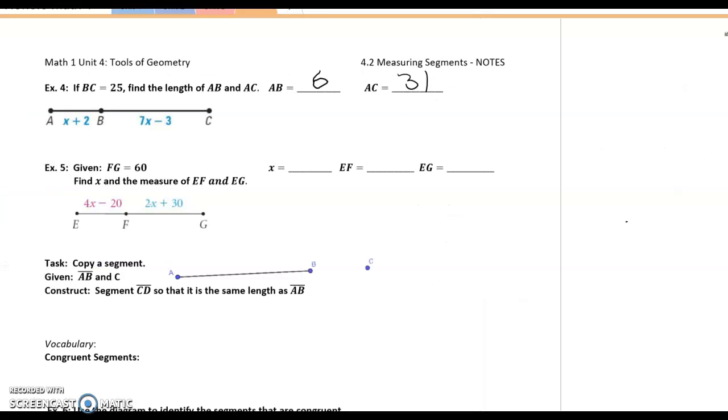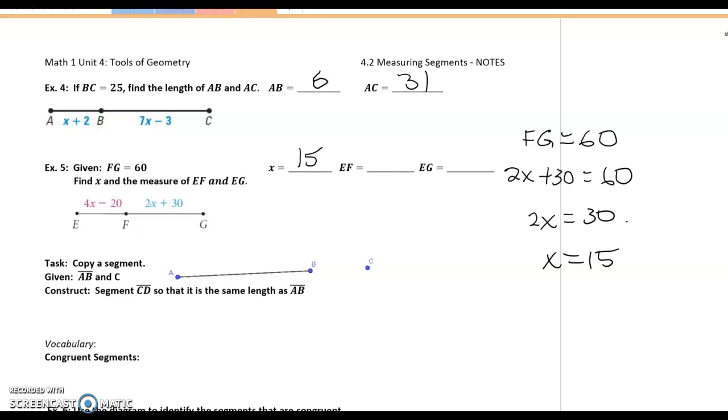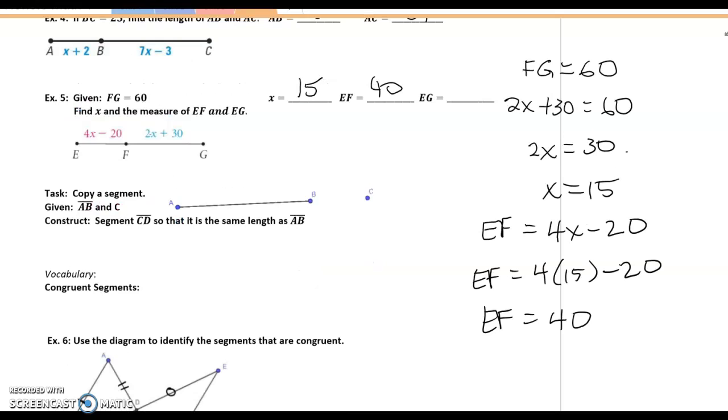Let me give you some time to see if you can do example number 5 on your own. To start, you're given that FG is equal to 60, and we have an expression for FG: 2x plus 30. Putting those together, we come up with an equation that's going to help us solve for x. Using that value of x, I'm going to plug that in to find the length of EF. When we do that, we get EF is equal to 40.